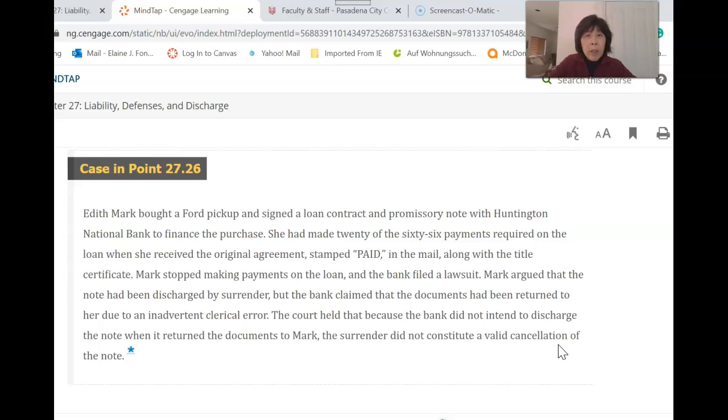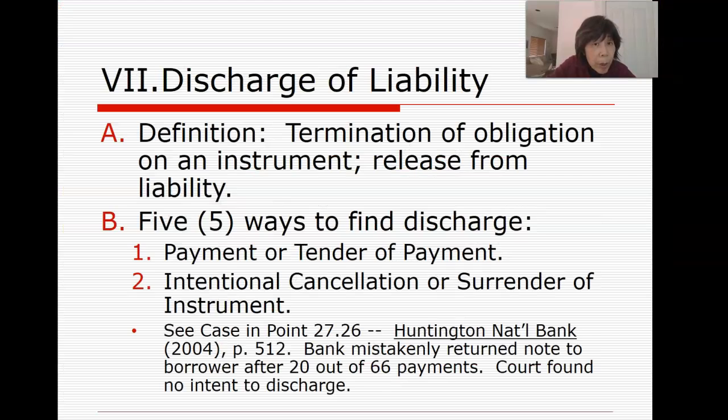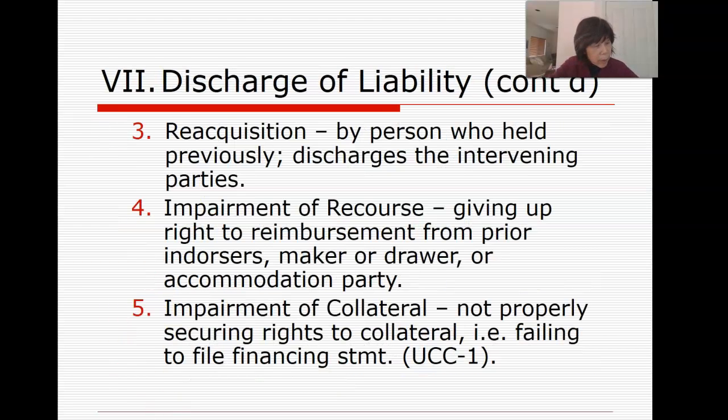So at least you've seen a situation in which a cancellation was argued. Let me see if I can get this back for you. We'll move on to the last slide for this PowerPoint, and we'll look at 3 more methods in which you could find discharge from the obligation or discharge from the liability.